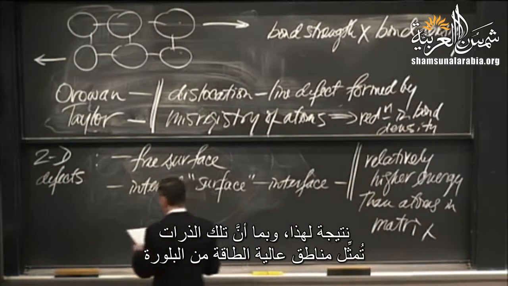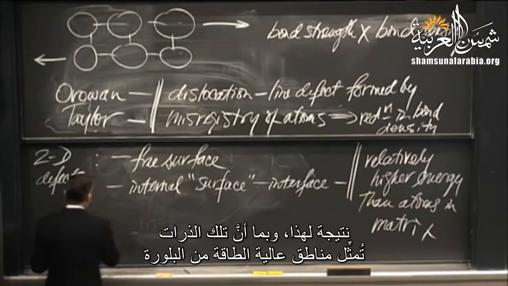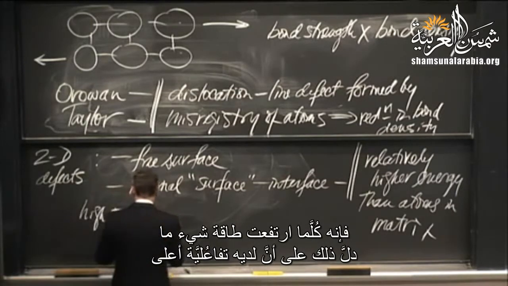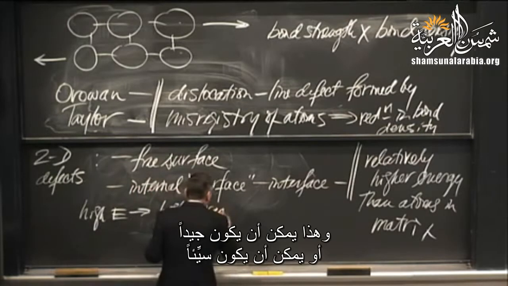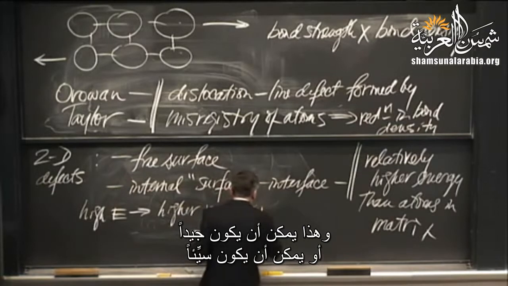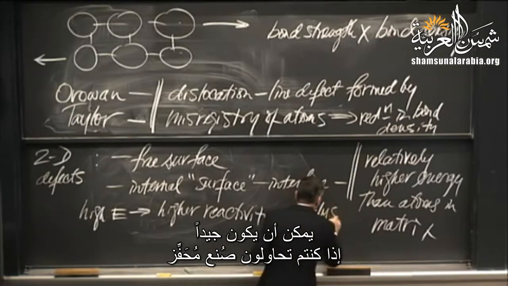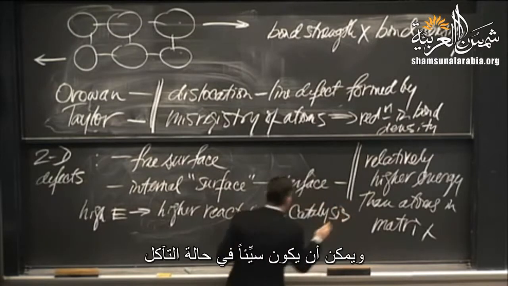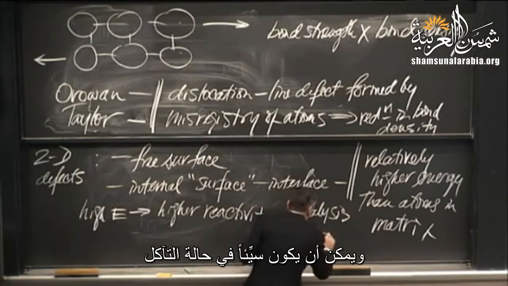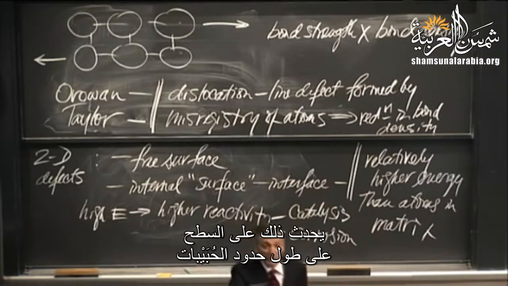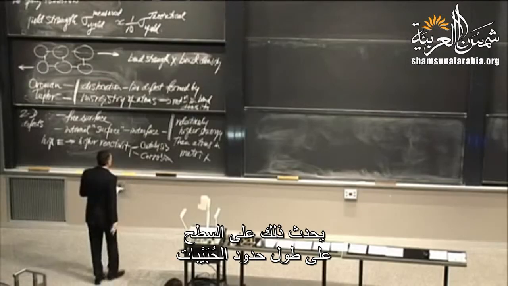So the consequence of this is, if they're high energy regions, high energy implies higher reactivity. And that can be good or it can be bad. It can be good if you're trying to design a catalyst. And it can be bad in the case of corrosion. Where do you think corrosion occurs? Not deep inside the crystal. It occurs at the surface along the grain boundary.